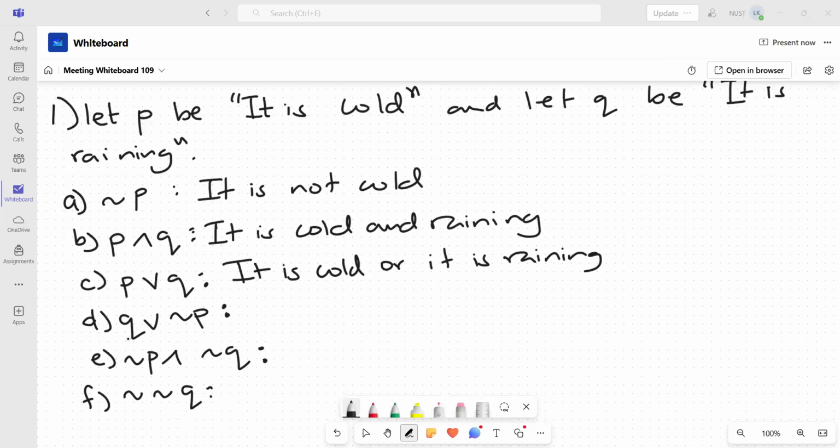And then the fourth one, Q or not P. So what is Q? Q is it is raining. So we can write that one first. It is raining. And not Q or it is not cold.